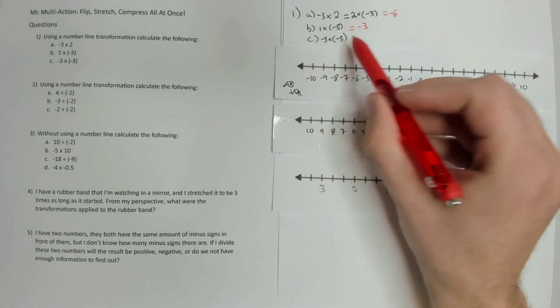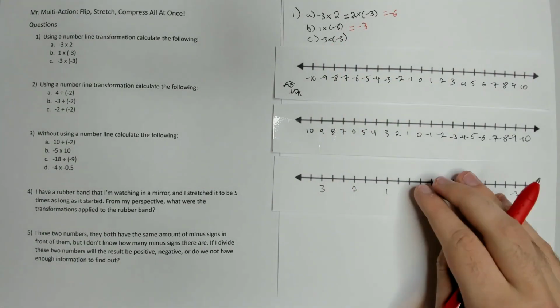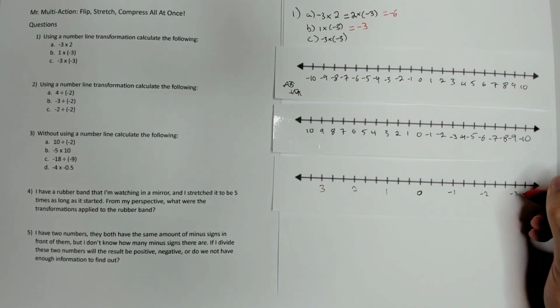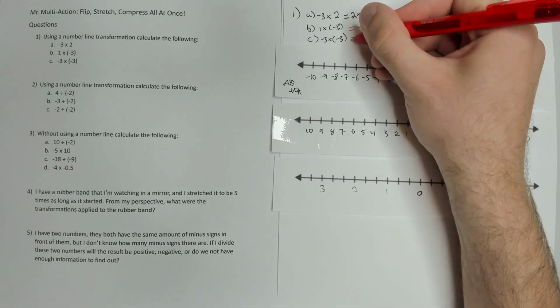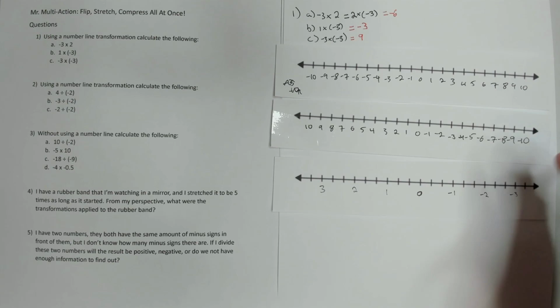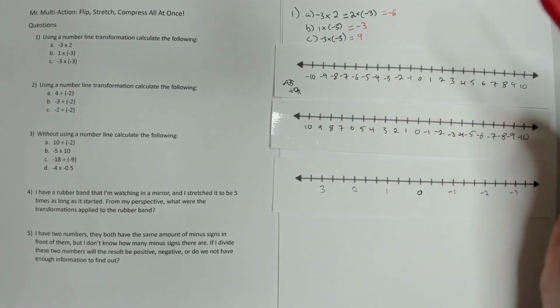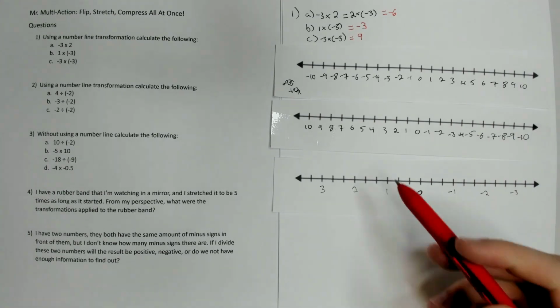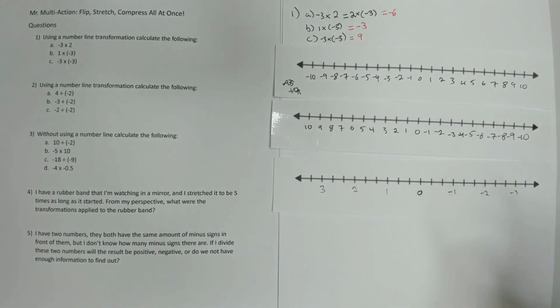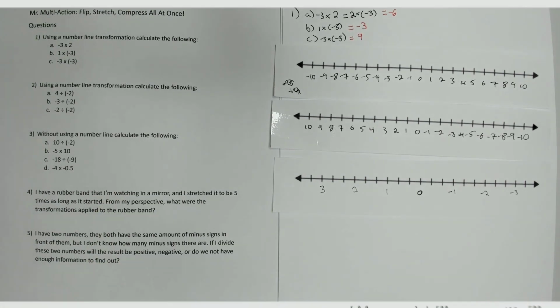All right, now we have negative 3 times negative 3. So this is a negative times a negative here. So we take our negative 3, and that lines up with a positive 9. The reason it lines up with positive 9 is because multiplying by negative 3 involved a flipping, so that means our negative is going to line up with a positive. And it's stretched out our number line, so that's why our 3 lines up with 9, because they've been stretched out to be 3 times as long. All right, good. Let's go into number 2.